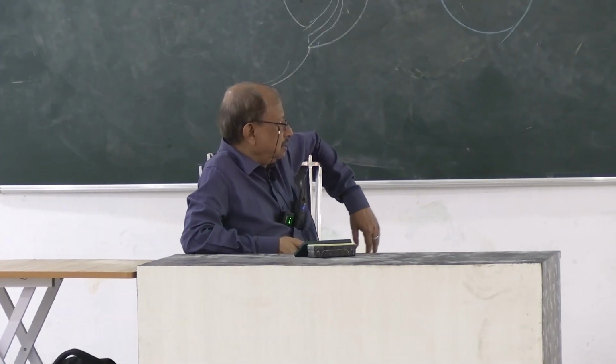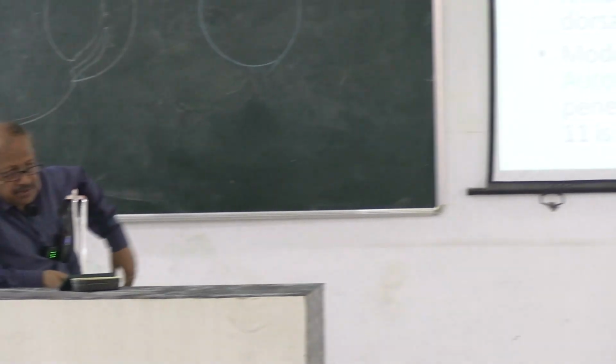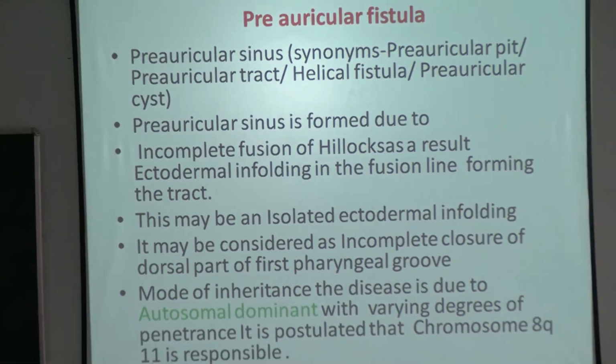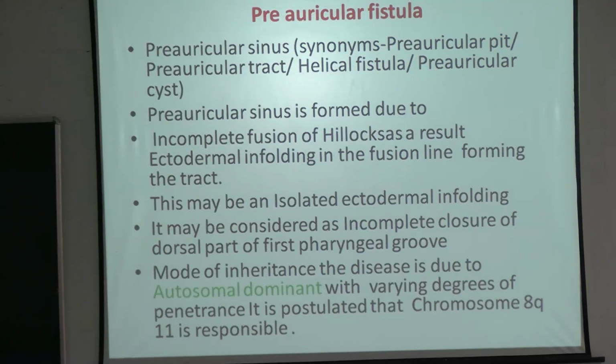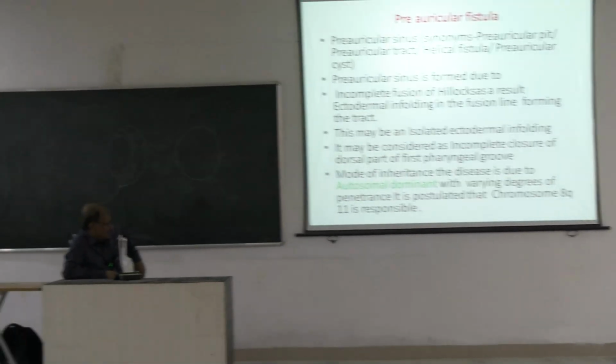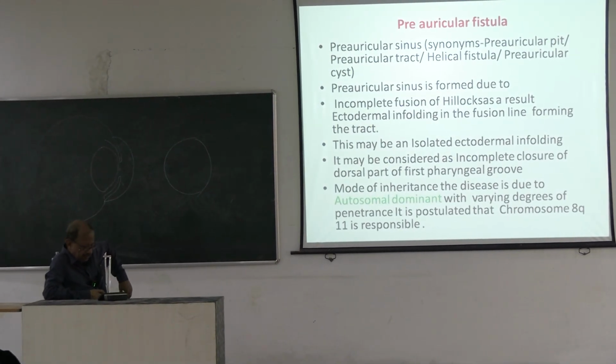There is another autosomal dominant inheritance, that is, it comes in families. Many families have periauricular sinus, so it is an autosomal dominant with various degree of penetrance, and chromosome 8q11 is responsible for that.